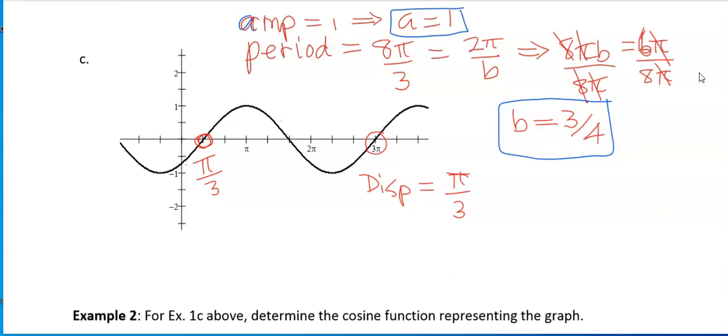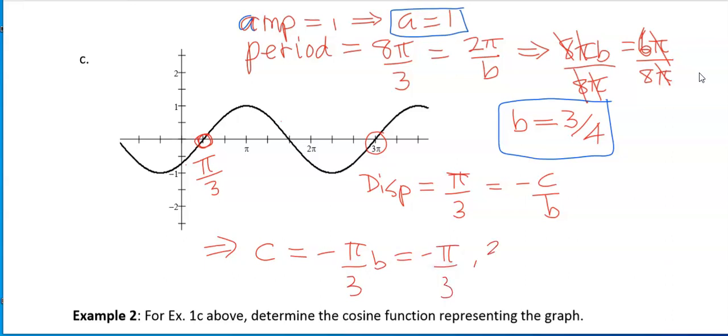So now what do we do? Well, we set that equal to negative c over b, right? And now remember, you can multiply both sides by the b and the negative. So really what you're going to get is c is equal to negative pi over 3 times b, and the b is 3 over 4. So that's negative pi over 3 times 3 over 4. And you can see that your 3's cancel there.